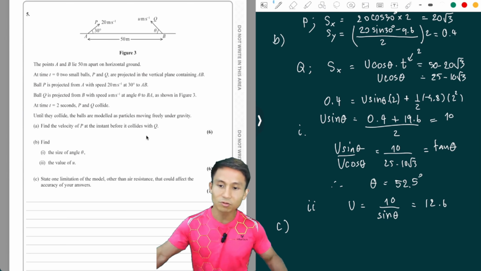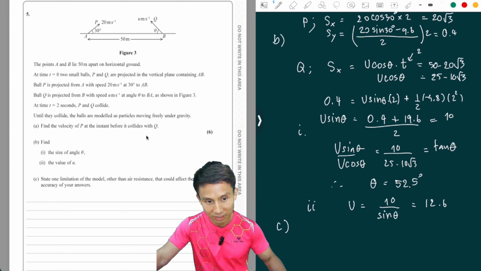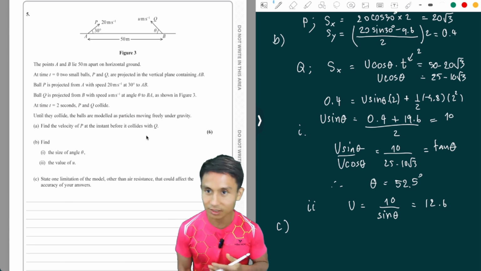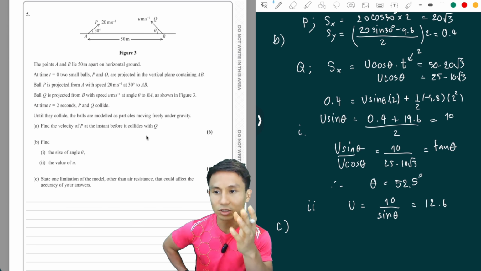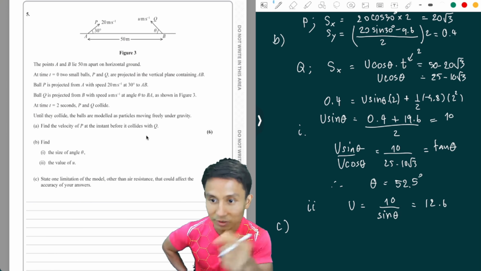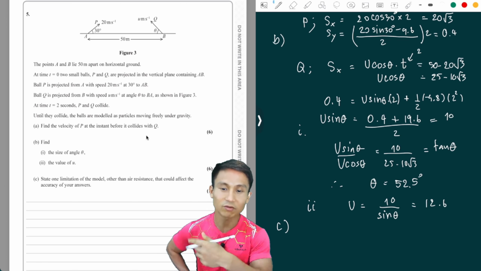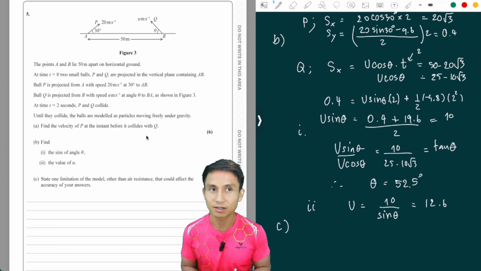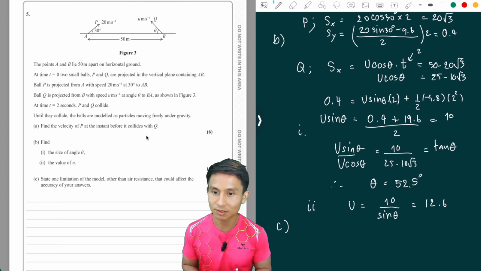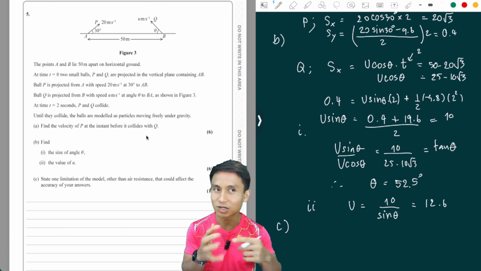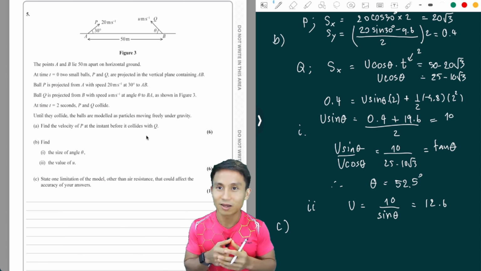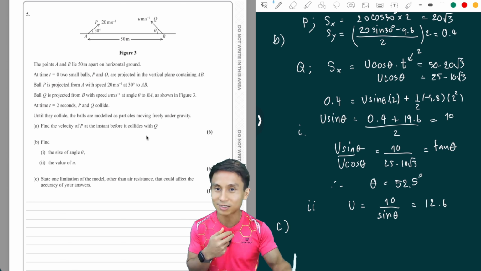State one limitation of the model other than air resistance that could affect the accuracy of your answer. Okay, so here it says clearly that we should not mention the air resistance. Now, usually when you assume that objects are particles, because they are modeled as particles here, moving freely under gravity, well, what's wrong with that? Particles don't account for volumes or shapes of objects. And what's wrong with having shapes? Well, when you have shapes for objects, they have some extra types of motion like rotation. So in the air, depending on how you rotate through the air, the resulting kinematics can be different.